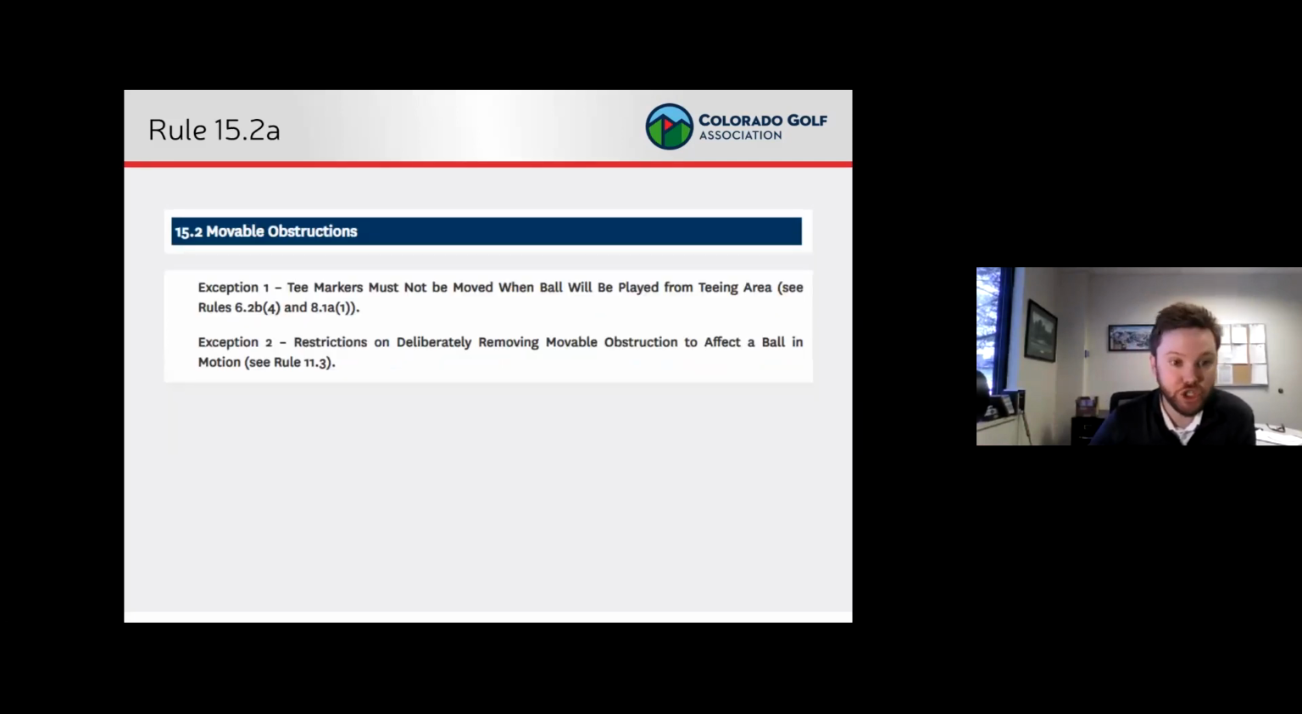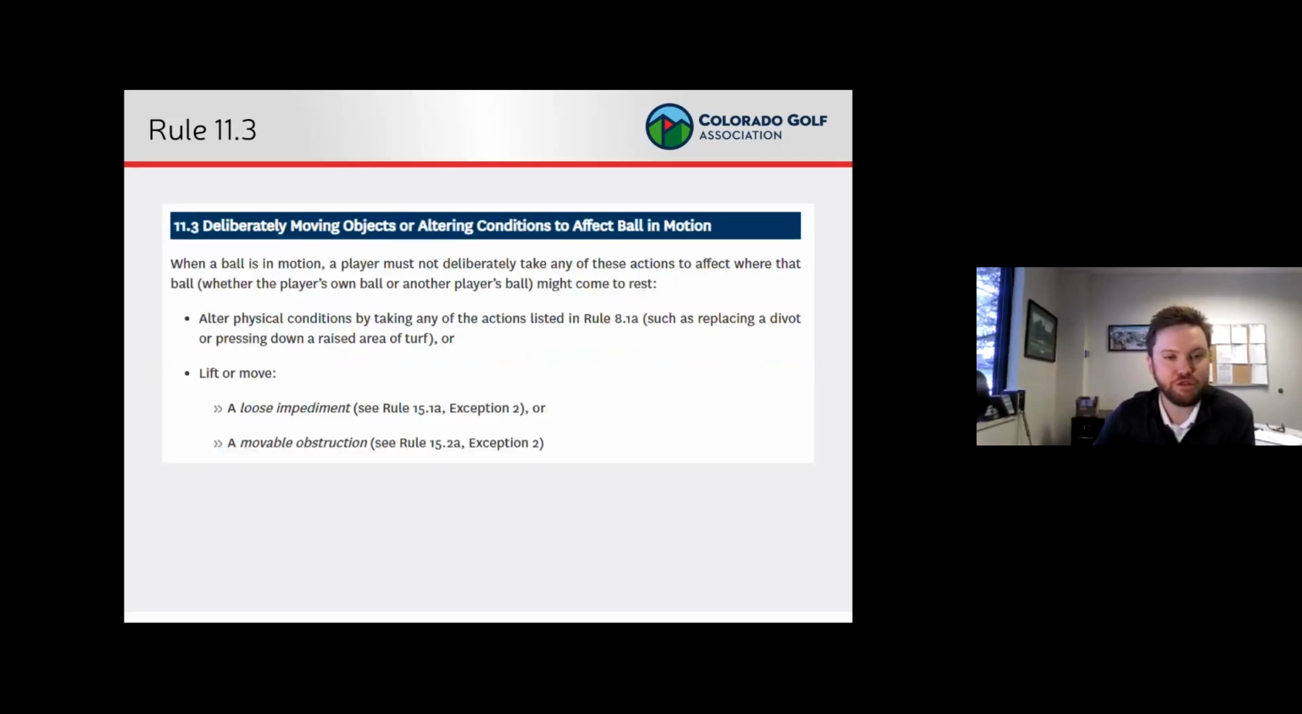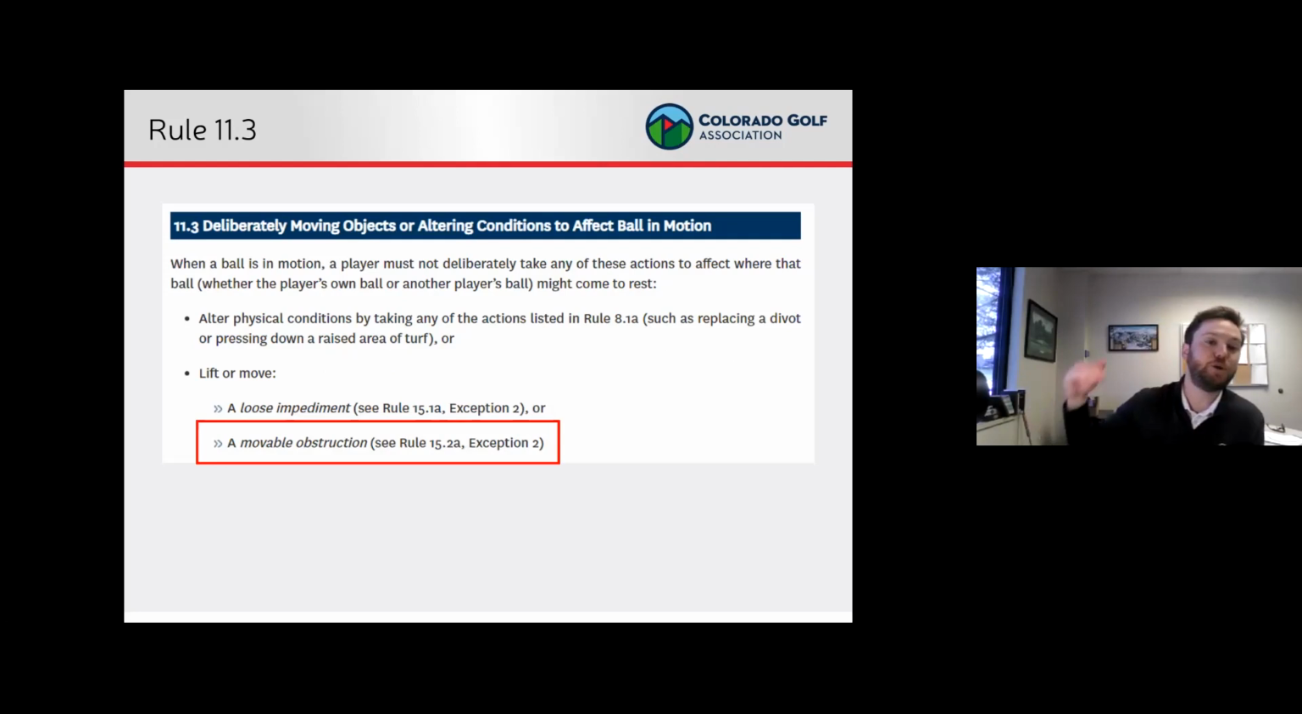And then exception 2, restrictions on deliberately removing a movable obstruction to affect a ball in motion. In 11.3, we saw the same thing with loose impediments. Not going to go through it all, but again, we see here in the first part, we cannot lift or move, in either case, a loose impediment or a movable obstruction. And it mirrors it right there. I mean, 15.1a exception 2, 15.2a exception 2.